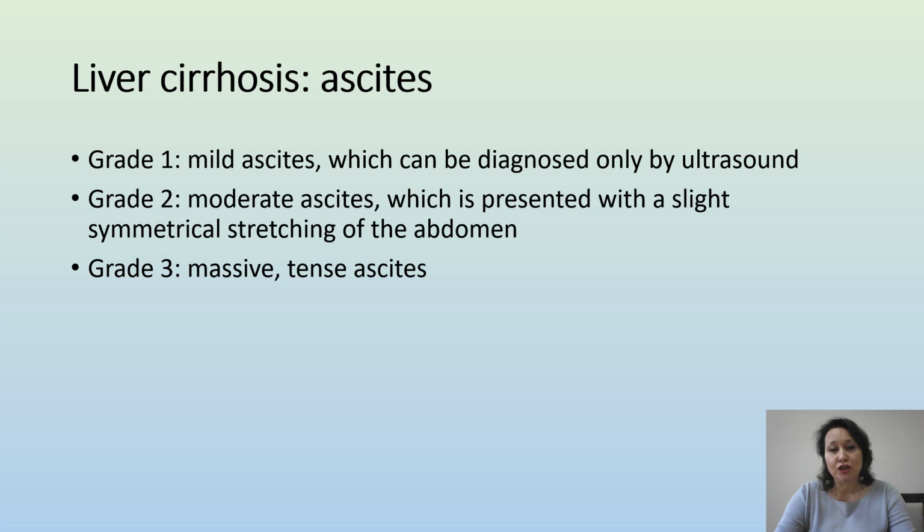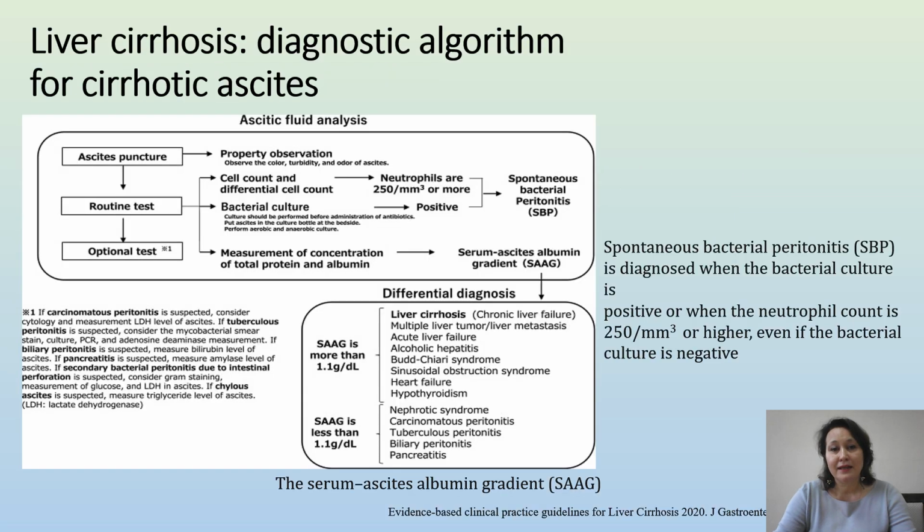Grade 1 is when the patient has mild ascites, which can be visualized just in ultrasonography. Grade 2 is when the patient has moderate ascites, and you can see it on examination of the patient. In grade 3, the patient has massive tense ascites, and sometimes the patient needs paracentesis, evacuation of ascitic fluid.